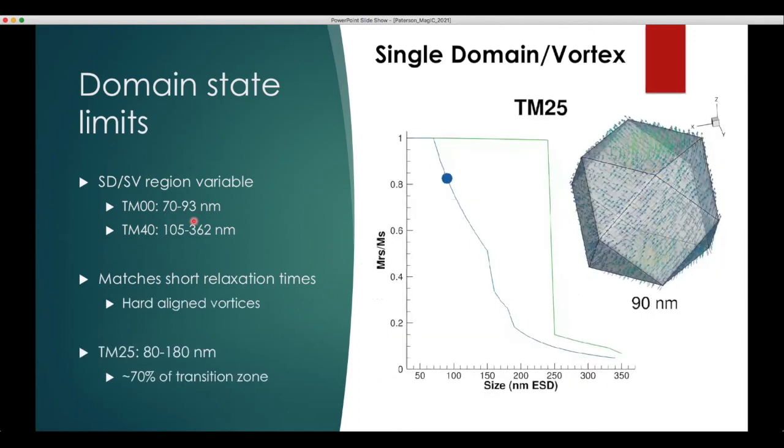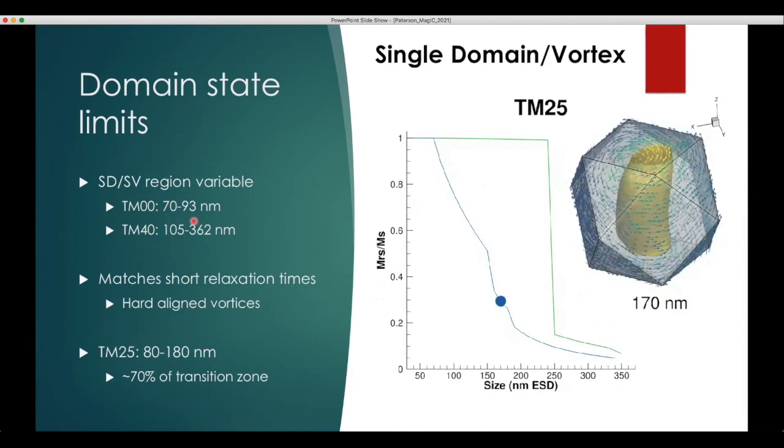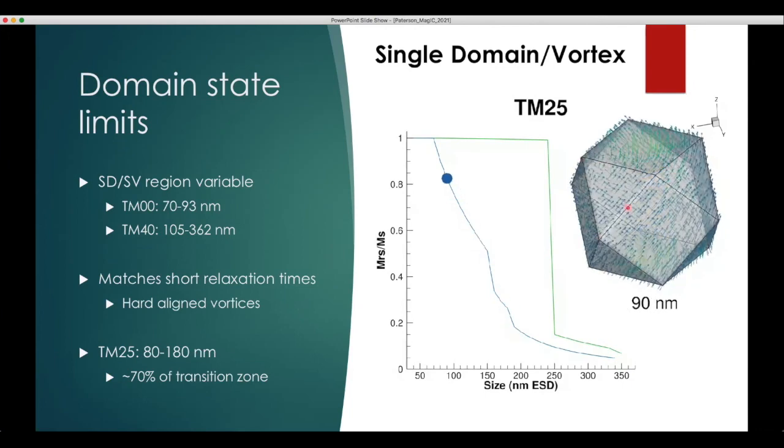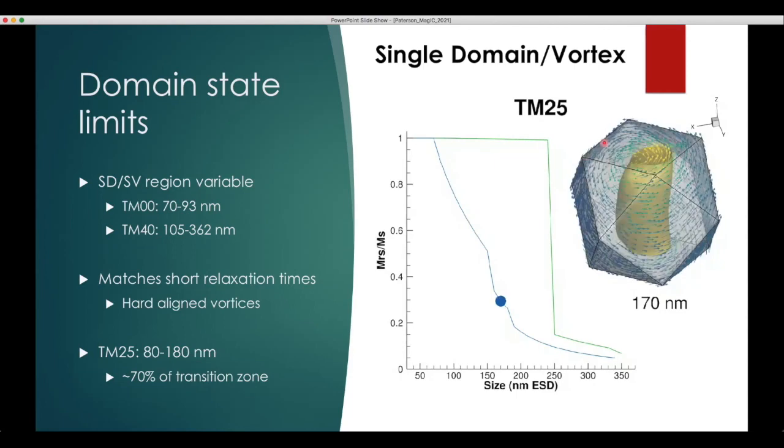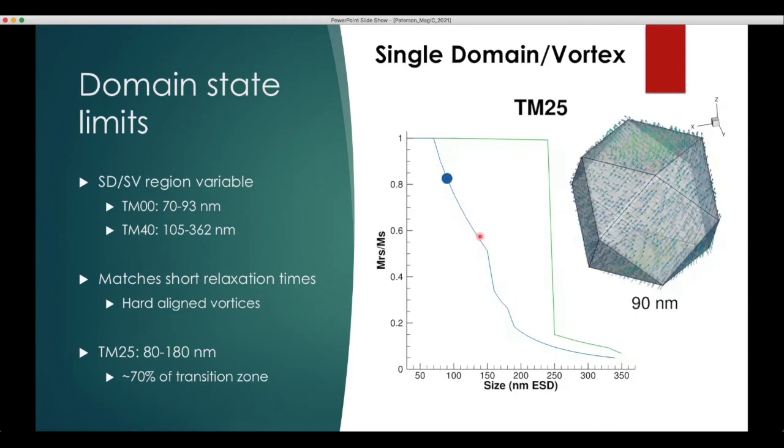Now, one of the key observations that Les noted was that these particles with very short relaxation times had what are called hard-aligned vortices. This is an example from the TM25 grain. This is cubic anisotropy with a 111 easy axis. The triangular surfaces represent the easy axis, and the square surfaces represent the hard axis. We can see that we have quite a large grain size range, of about 80 to 180 nanometers, where the vortex aligns along the hard axis. This is what we mean when we talk about a hard-aligned vortex, and this actually makes up about 70% of the transition zone.